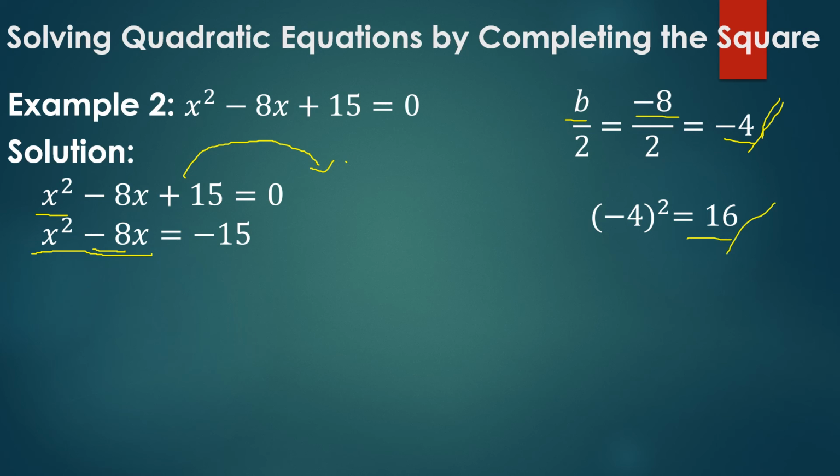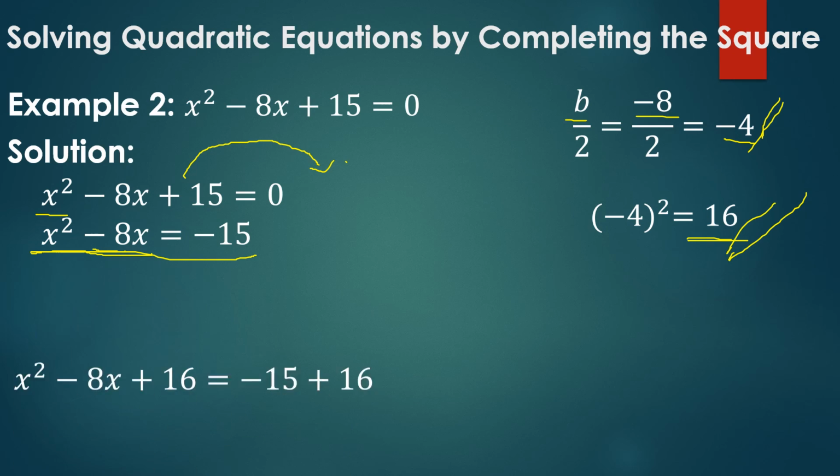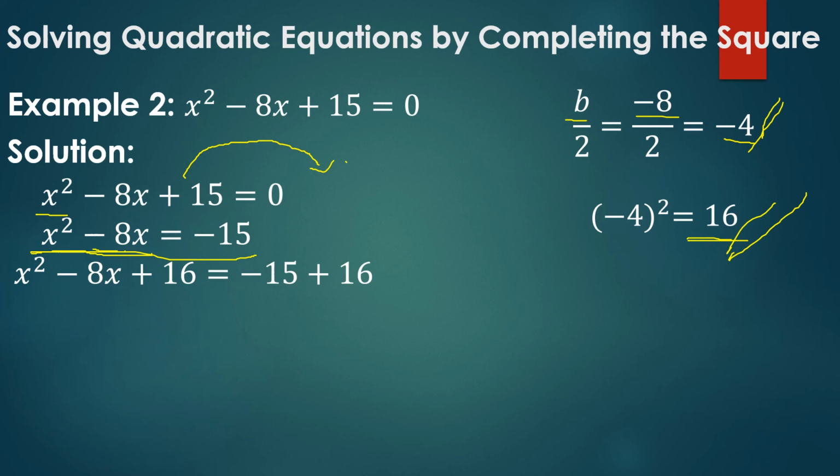Meaning, we are going to add both sides of the equation by positive 16. So we have x squared minus 8x plus 16 is equal to negative 15 plus 16. And then we have to simplify this expression. Negative 15 plus 16 is a positive 1. So we have x squared minus 8x plus 16 is equal to positive 1.